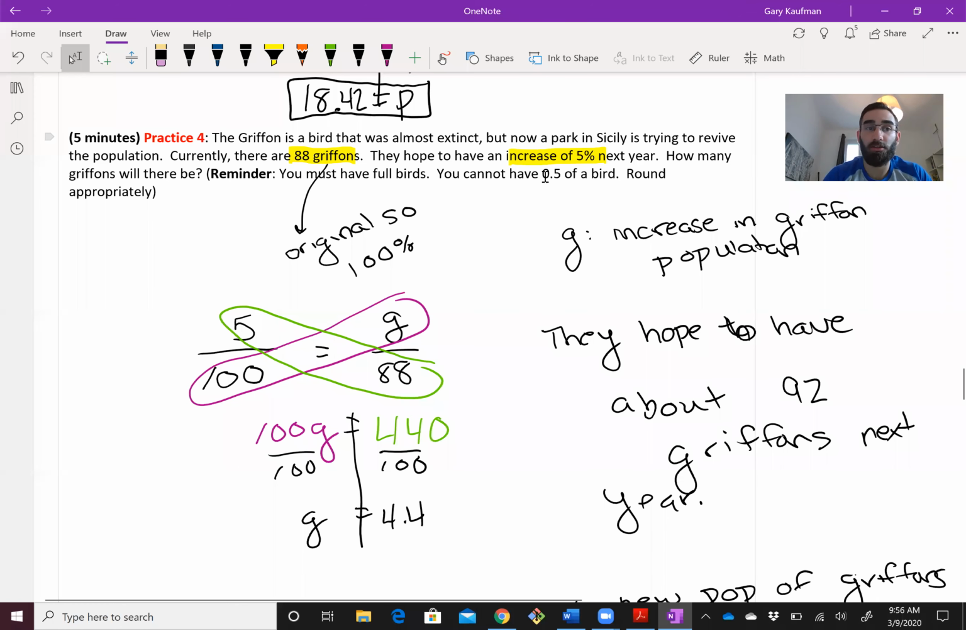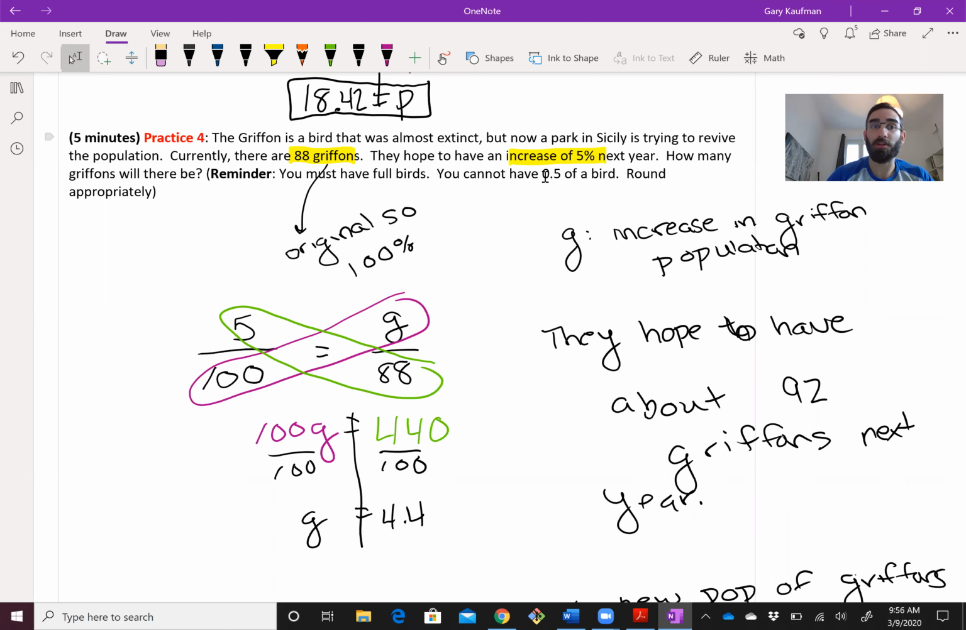So here's the answer to practice 4. As you see, I define G as the increase, which means we increased 5%. Now I got the answer 4.4. You can't have 0.4 of a bird. So I have to say about 92 griffins as the final answer.